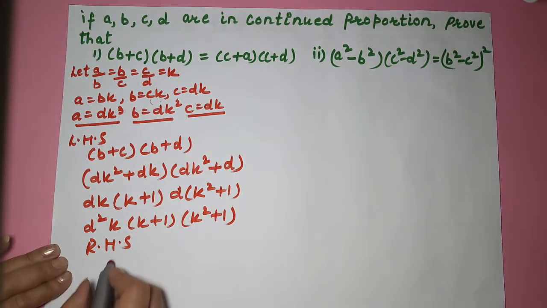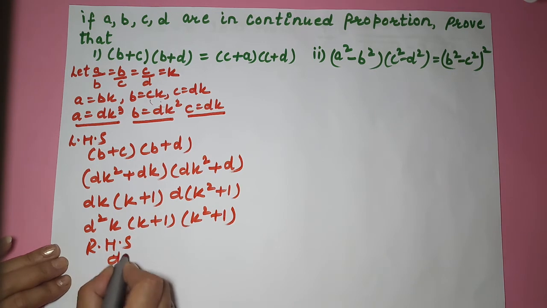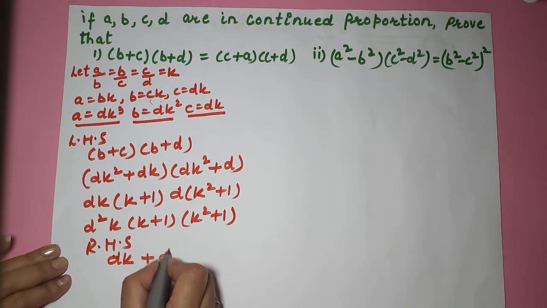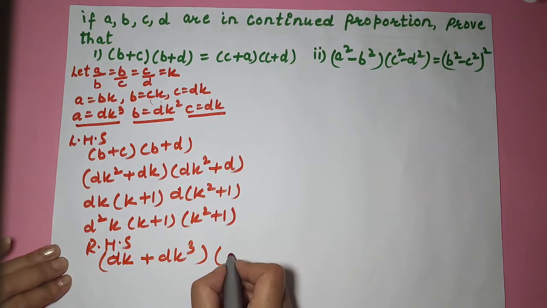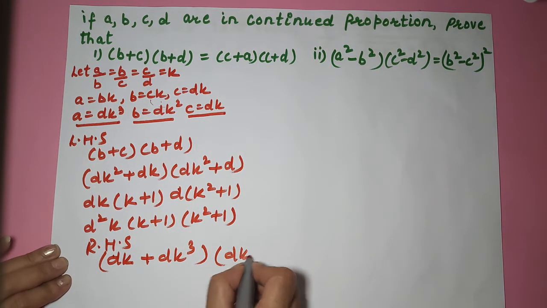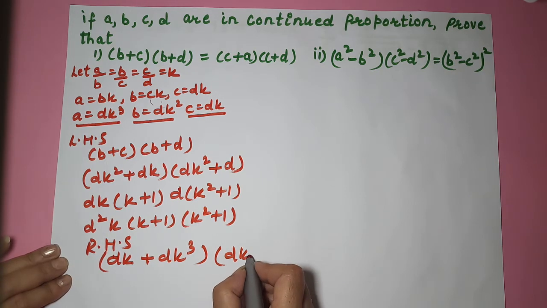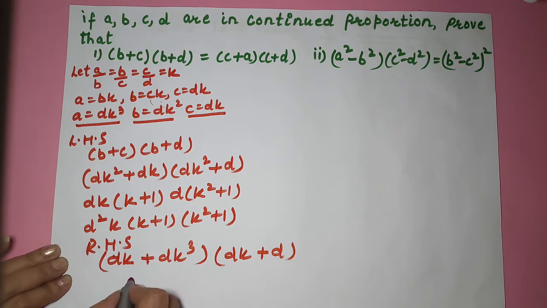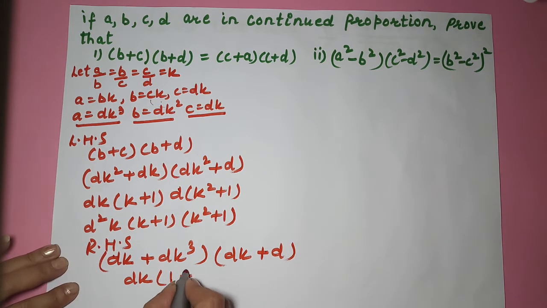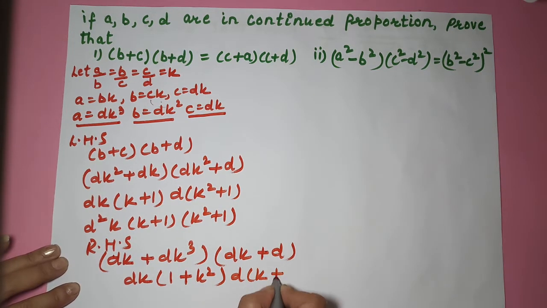In the right hand side part, I am getting C. C is DK. A is DK cube. And C is again DK. And my D is D only. So what will I take common here? DK. What am I left with inside? 1 plus K square. And here if I take D common, I am left with K plus 1.